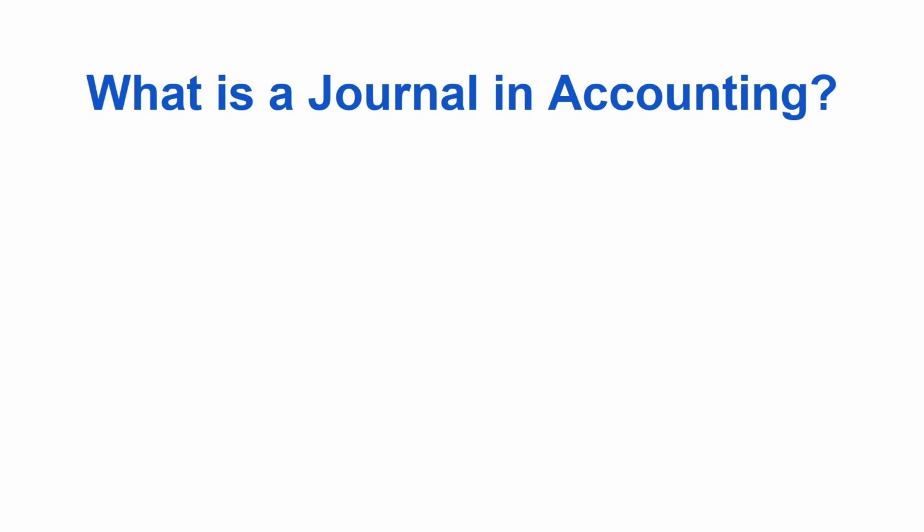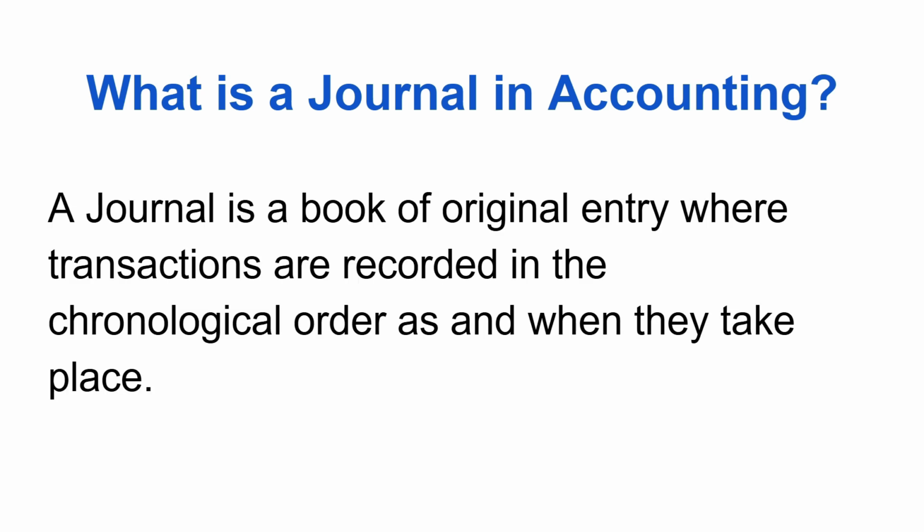So, before we start learning journal entries, let's understand what exactly a journal is. So, what is a journal in accounting? A journal is a book of original entry where transactions are recorded in the chronological order as and when they take place. A journal is basically the first book of accounting where every business transaction is recorded as soon as it happens, in the order it happens. We call it the book of original entry because all transactions are recorded here first and only then they move to the ledger.